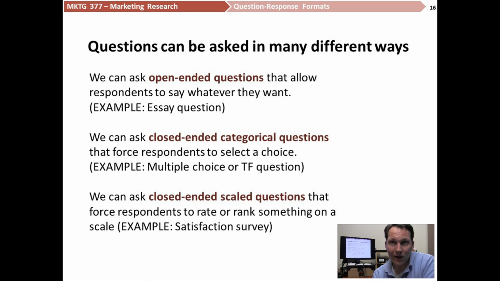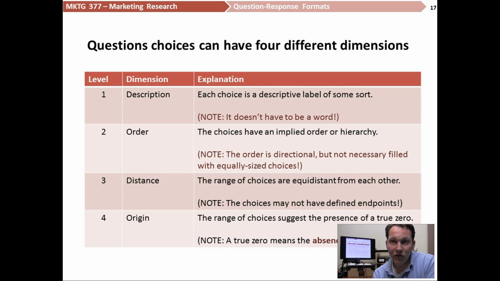We can also ask close-ended scaled questions, which are sort of a variation on the categorical questions because they force respondents to rate or rank something on a scale. So a good example of that would be like a satisfaction survey. On a scale of 1 to 10, how satisfied are you with the service you received today? The categories that you're giving are going to be numbers that are on that scale of 1 to 10, but the scale is really a little bit different in what you're responding than the categories, and there's a reason for that. That's because question choices can have 4 different dimensions.